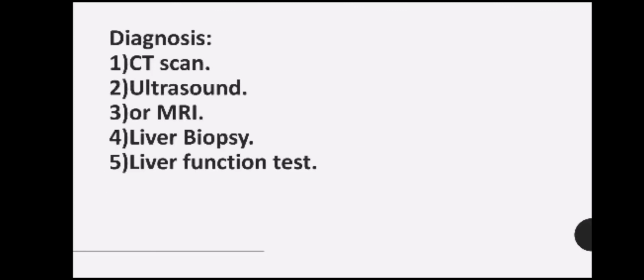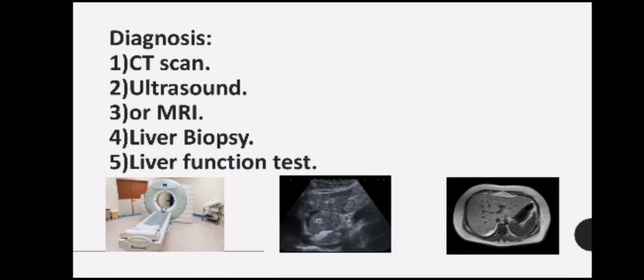Now, after we talked about pathogenic features, let's talk about how to diagnose a patient with cirrhosis. Cirrhosis can be diagnosed by radiology testing, such as computed tomography (CT scan), ultrasound, or magnetic resonance imaging (MRI), or via liver function test, or via needle biopsy of the liver.